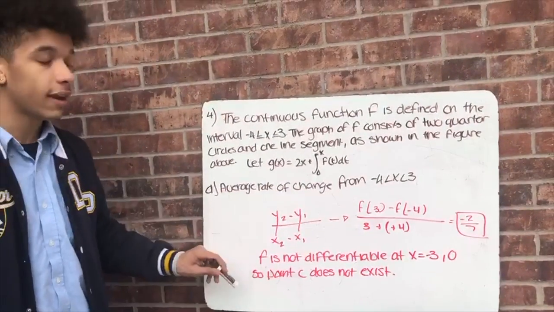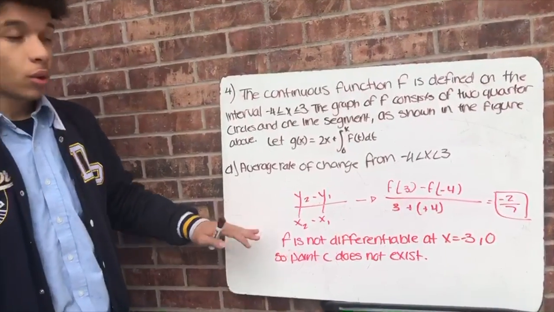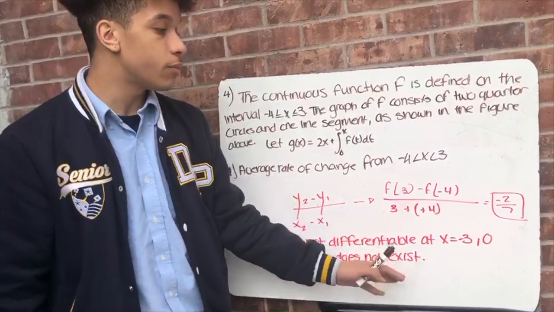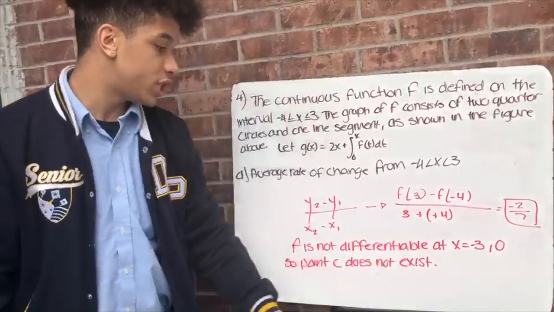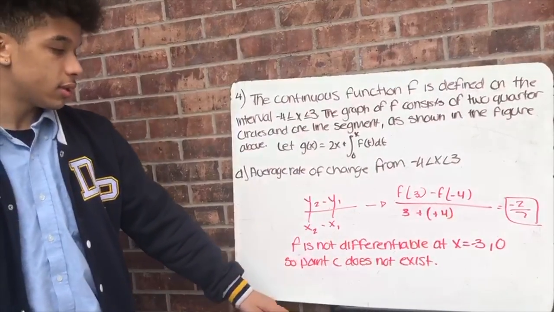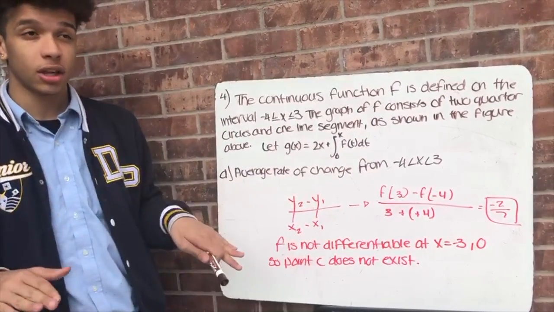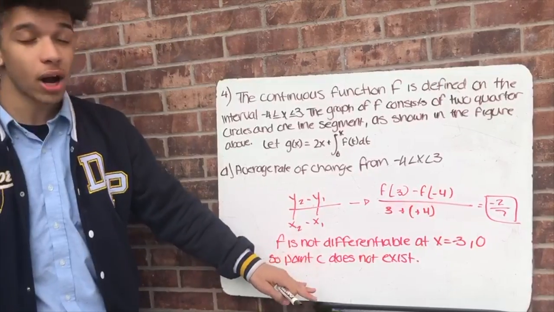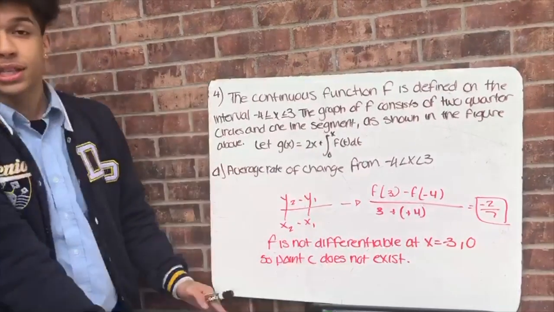After we do that, all we have to do is just explain exactly what I wrote. But we know that f is not differentiable at x equals -3, so the average rate of change does not exist. And then after writing that out, we know that we got that point from here and we got the point from here, and we just did an amazing job.